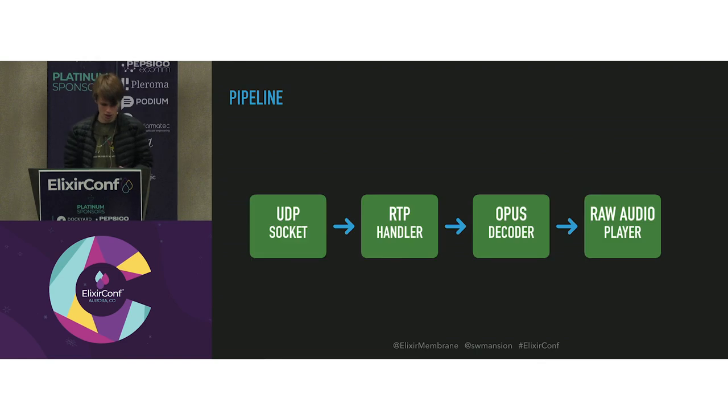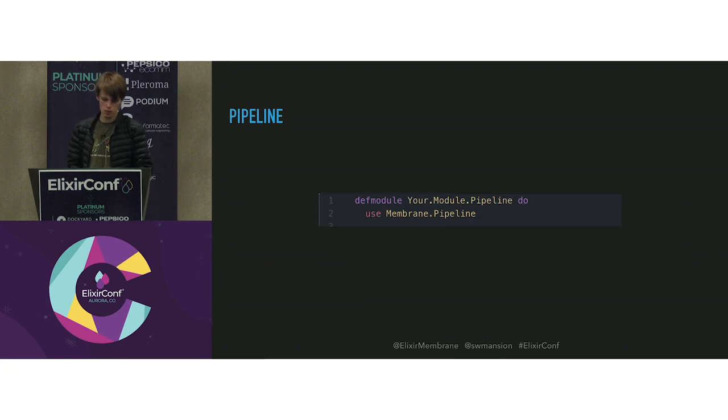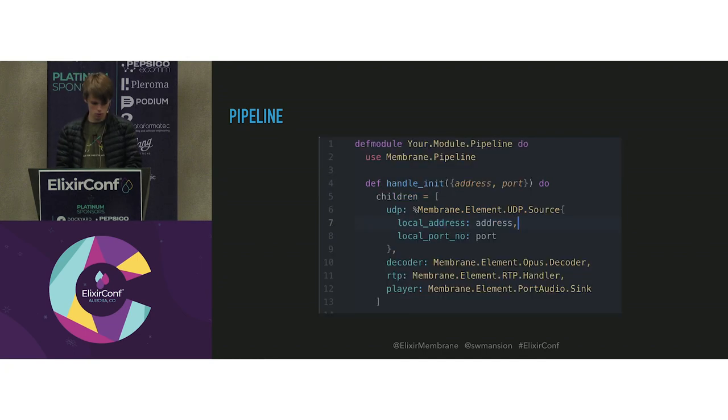So again, we have the same pipeline and we want to implement that. We'll do this in a manner similar to the case when we are using gen server and implementing a gen server module. So we are creating a new module, some pipeline, and we use the membrane pipeline that brings all the necessary stuff. Then we start implementing callbacks. The only callback that is actually needed is handle init. So for a basic pipeline, it would be enough. But usually it wouldn't be enough, so that's why we have other callbacks, but it's a long story.